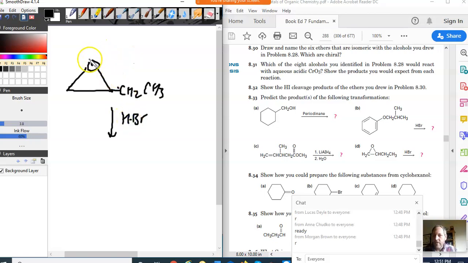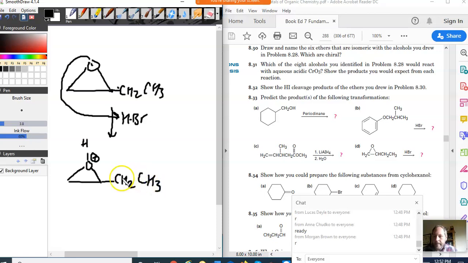This oxygen is going to protonate. I'm showing you a mechanism kind of like the one we talked about when we formed the trans diol in chapter 4, but rather than having an OH attack, you're having a Br minus attack. So I have a carbon here and a carbon here. This wants to break, so your bromine is going to attack.